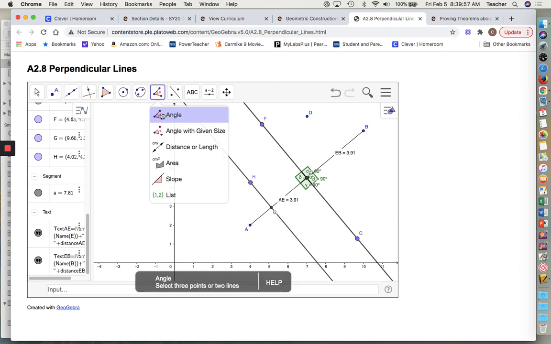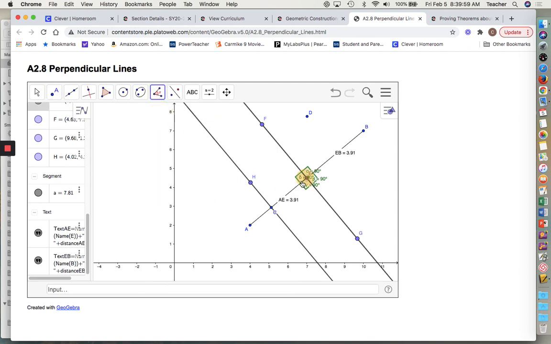And now I'm ready to find the measure of the angle. Remember, I've got to go in a clockwise motion, and there is my 90 degrees. So let me move that so you guys can see it. There it is, 90. And they asked me to again take a screenshot, so hopefully it'll work this time.